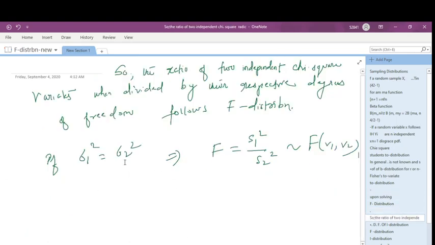Now in this case, if sigma 1 and sigma 2, the population variances of population 1 and 2, are the same, then the F distribution will be equal to the ratio of the sample variances. So that is very important to understand. If the two populations have the same variances, then F distribution will be a ratio of the two sample variances with the degrees of freedom mu1, mu2.